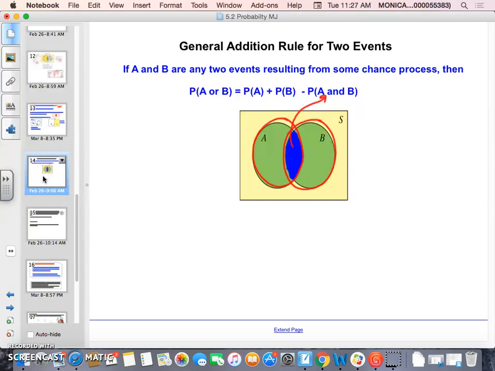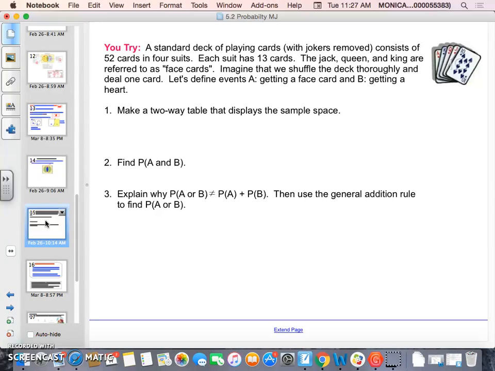All right, let's try some examples. So we've got a standard deck of playing cards. There's 52 cards, and there are four suits. If you don't know, there's a spade, and a spade has 13. A heart has 13. There's a club, and that has 13. And a diamond also has 13. So there's 52 total cards.